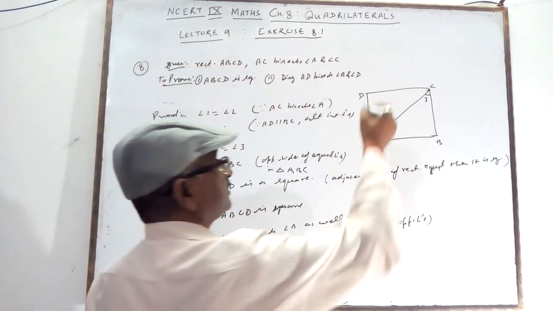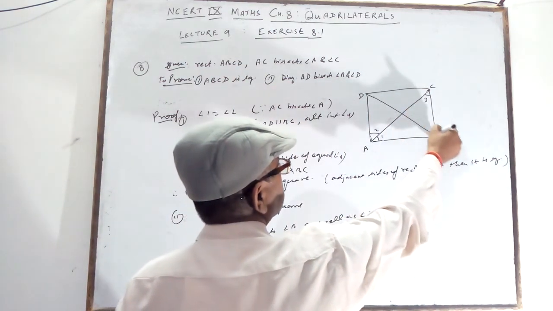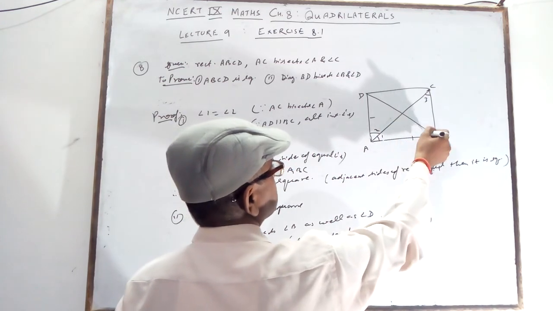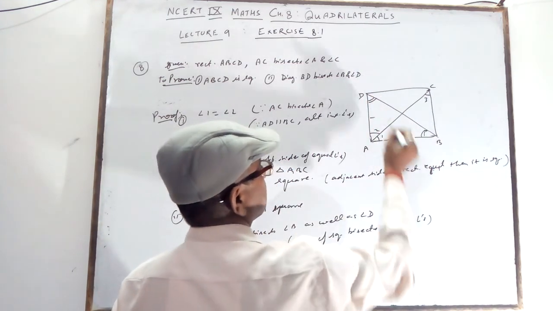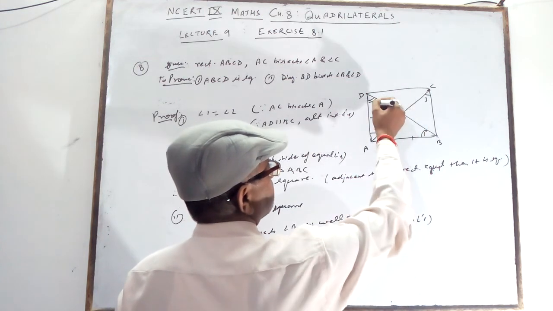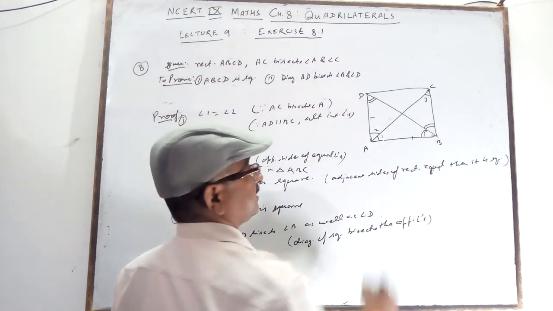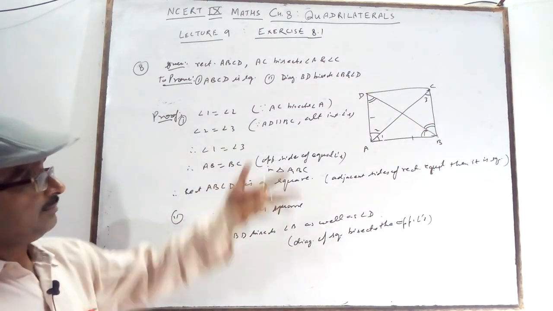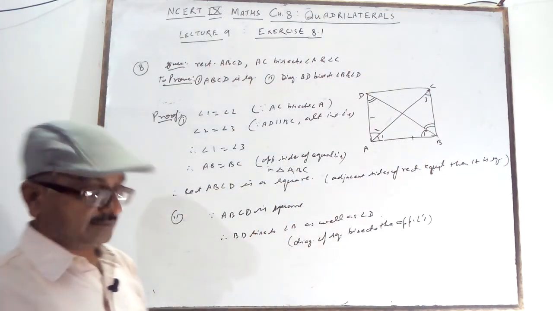Otherwise you will prove it. Diagonals of a square, like this, you will prove this angle is equal to this angle, and this angle is equal to this angle by alternate interior angles. So BD bisects angle B. You can apply like this, or you write the theorem.